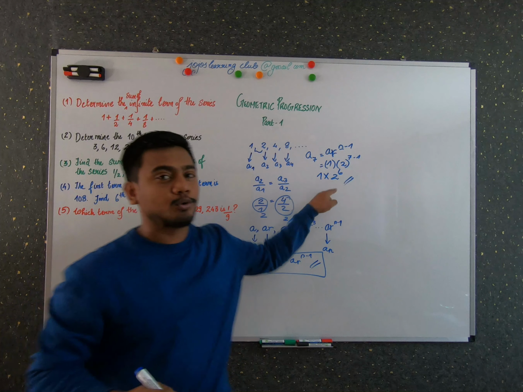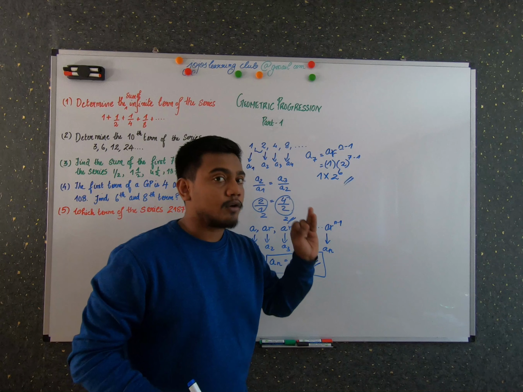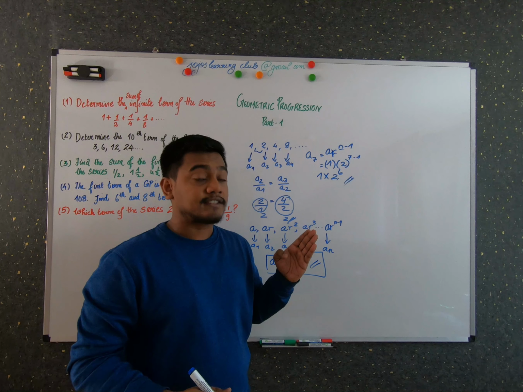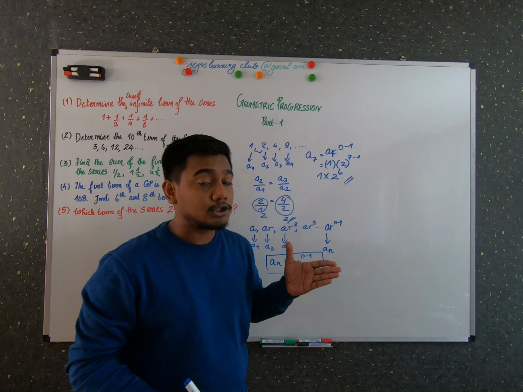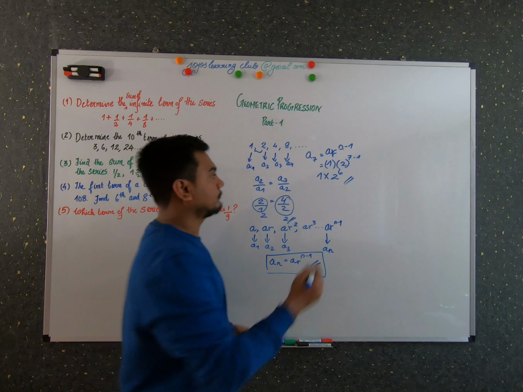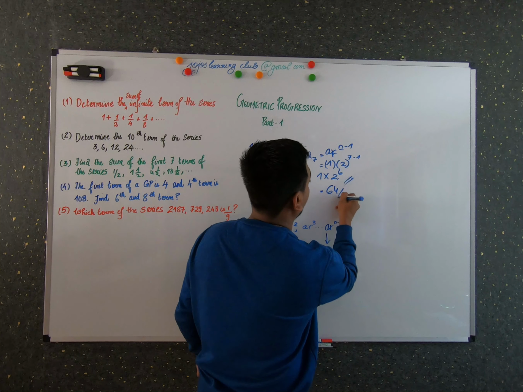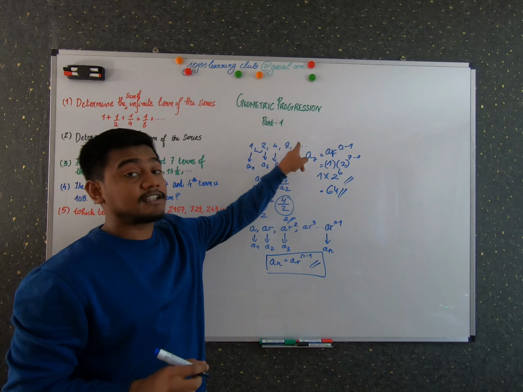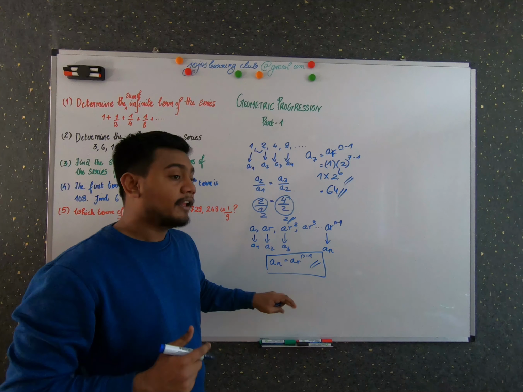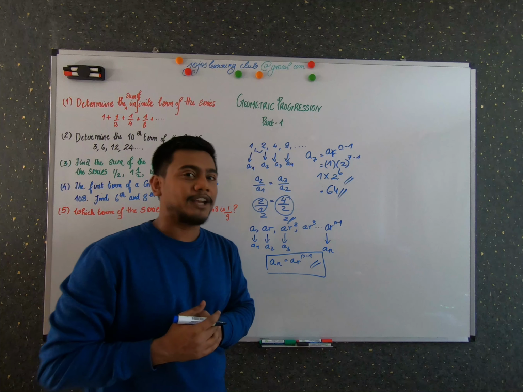You need to find what 2 raised to 6 is. 2 square is 4, 2 cube is 8, 2 raised to 4 is 16, 2 raised to 5 is 32, 2 raised to 6 is 64. So 64 is the seventh term in this sequence. So this is how you find the nth term of a geometric progression.